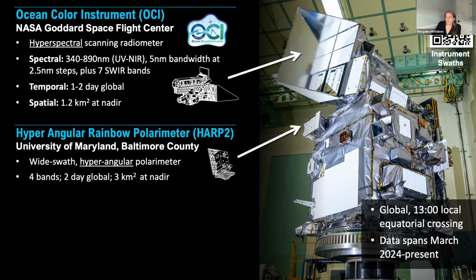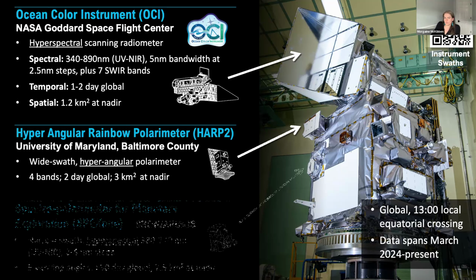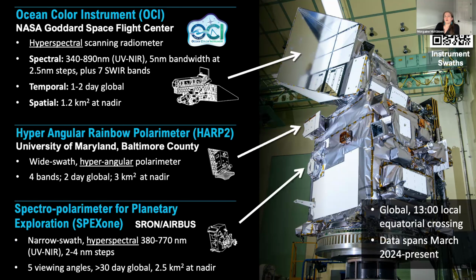We also have 2 polarimeters that I mentioned a second ago aboard. I won't go into these too much because we're really focused on OCI data right now with our land capabilities, but we have a hyperangular polarimeter. These are both CubeSat sized instruments contributed by partners. One is wide swath and hyperangular, and one is narrow swath and hyperspectral. This is helping us extend the capabilities of the observatory beyond what OCI could do alone by giving us these highly detailed atmospheric measurements, in addition to the spectral information from OCI.